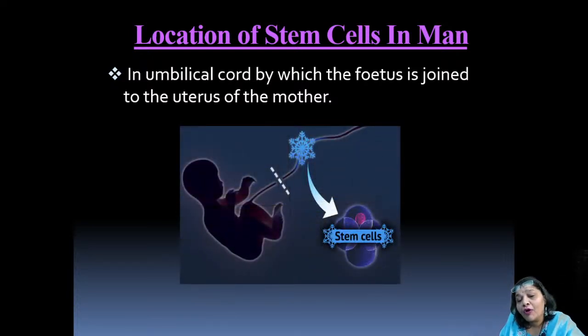In the umbilical cord, by which the fetus is joined to the uterus of the mother, the stem cells are actually present. Okay, the stem cells can also be collected immediately after the birth of the child. When the umbilical cord is cut, the umbilical blood cells as well as the umbilical cord tissues can be utilized and stored further because they are the stem cells, right?